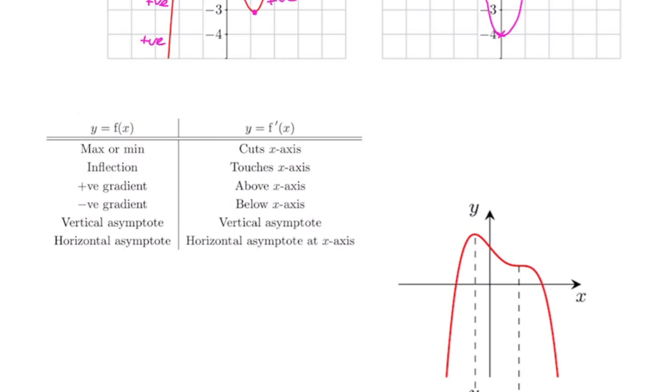This little table just sums up. If you've got a maximum or minimum on your original graph, that will be where you cut the x-axis on your gradient graph. You've got a point of inflection, that's where it touches the x-axis. Positive gradient on your gradient graph, you will be above the x-axis. Negative gradient, below the x-axis. A vertical asymptote will also be a vertical asymptote at the same place, and any horizontal asymptote, when you do your gradient graph, will become a horizontal asymptote that is the x-axis.